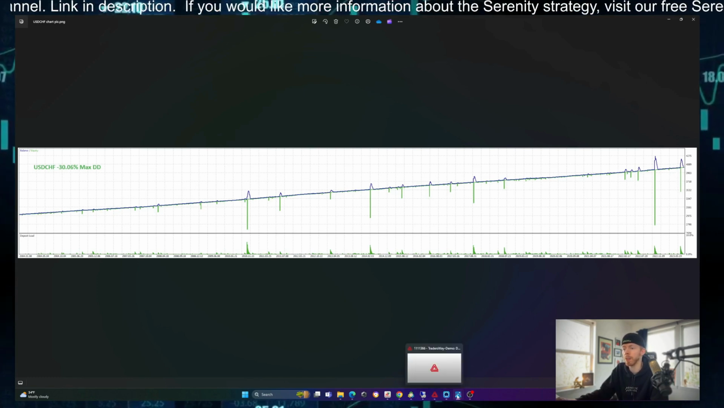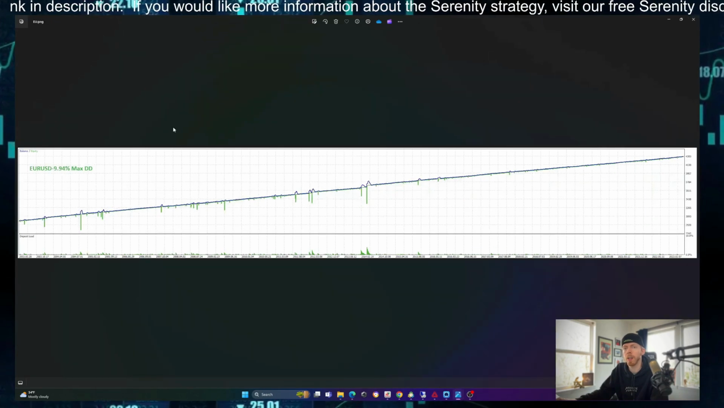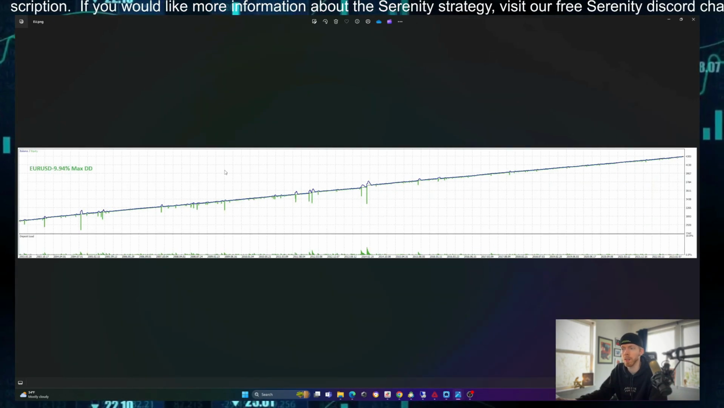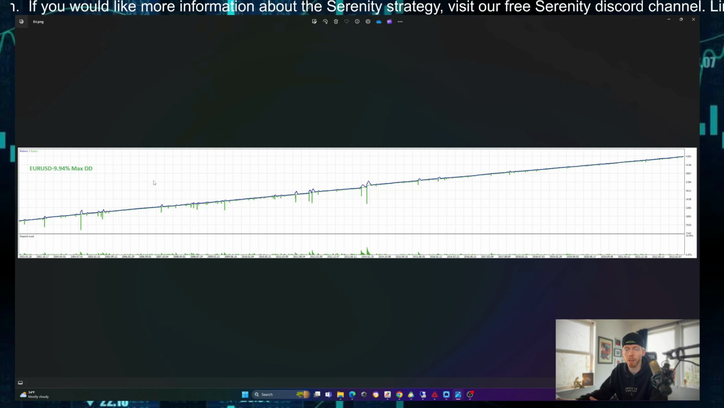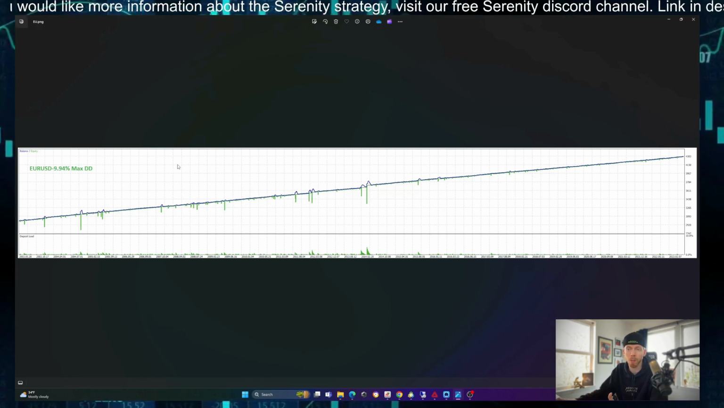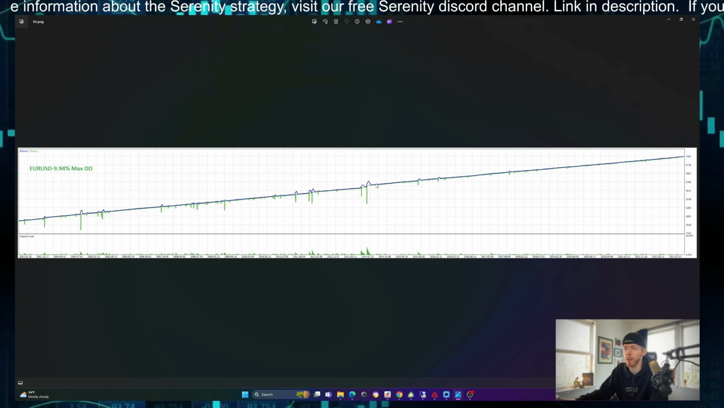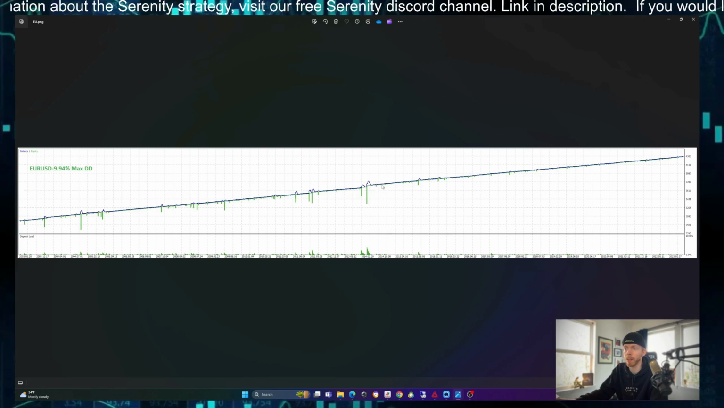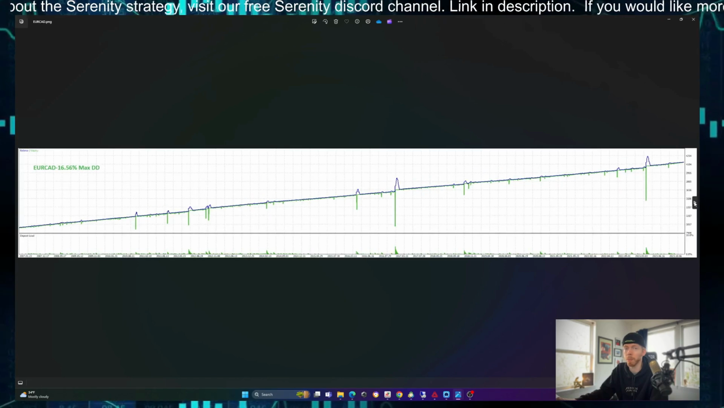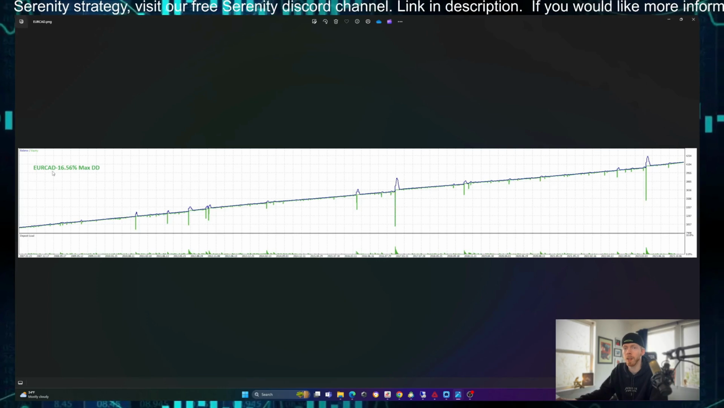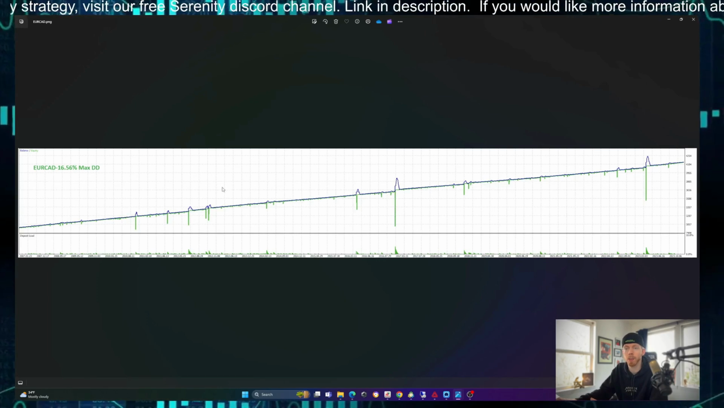All right, so Serenity 2 is right here. You can see that this is the Euro US dollar. Really, again, a really good pair for both the Serenity 1 and Serenity 2 strategies, and really clean, especially after 2014. Basically no drawdown on any of the equity. So probably like 1-2%.